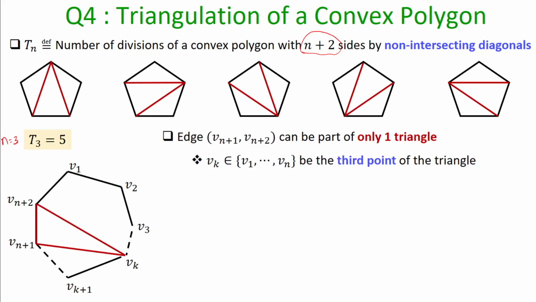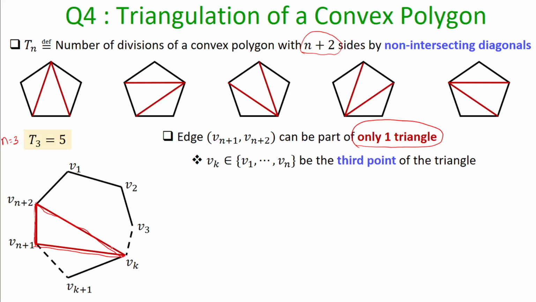Now, to break my problem of triangulating a convex polygon with n plus 2 sides into smaller problems, I consider an arbitrary edge. For simplicity, I take that arbitrary edge to be the side with endpoints vn plus 1 and vn plus 2. It turns out that this side can be part of only one triangle in the overall triangulation, right? That means if I fix the third point vk, where vk could be any vertex in the set v1 to vn, that fixes the triangle in the triangulation, one of whose sides is (vn plus 1, vn plus 2).